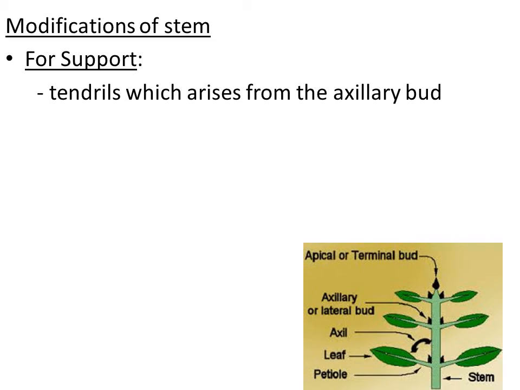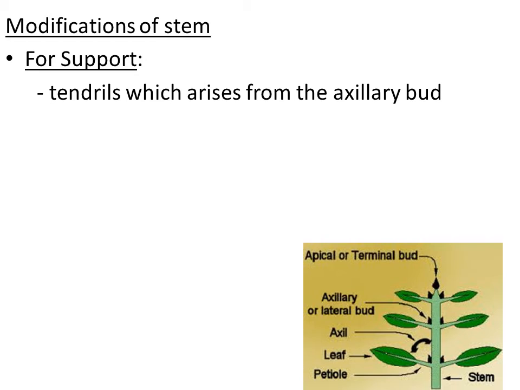Clear? The axillary region is the region that is present between the stem and leaf. From the axillary region, a small bud formation takes place in the plant. Those buds are called axillary buds, right? These axillary buds in some plants lead to the formation of branches. In some plants they lead to the formation of modified structures, right?